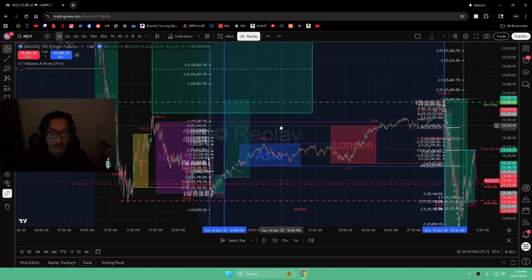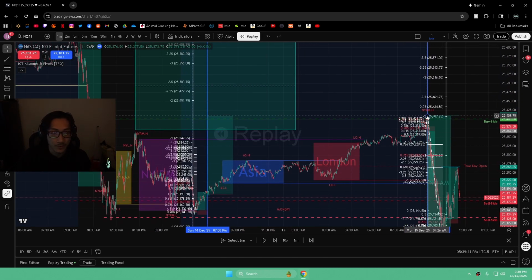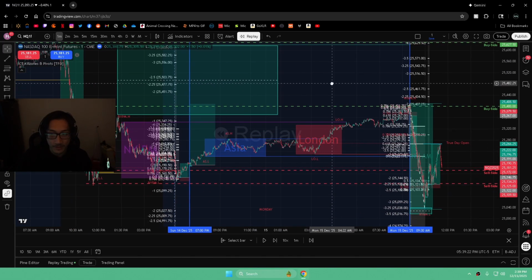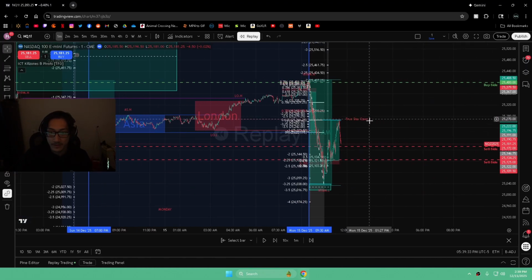Because why would we need to go higher? We took sell side or buy side. We're in this imbalance zone that we needed to rebalance. Why would it go higher? It's also New York, and look at this huge drop. We took both of these sell sides from the top. Why would we need to go higher, right?